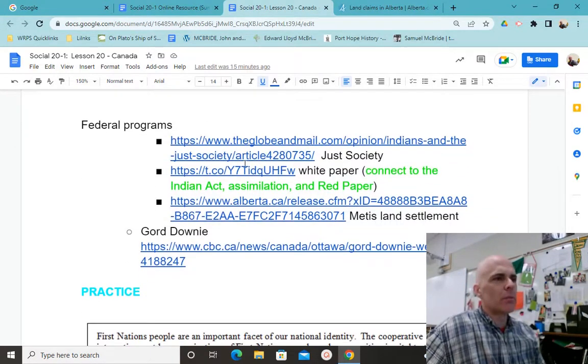So here's some federal programs related to that, like the Just Society, the White Paper, the resulting Red Paper from the Assembly of First Nations. We have some information here about Métis land settlement.